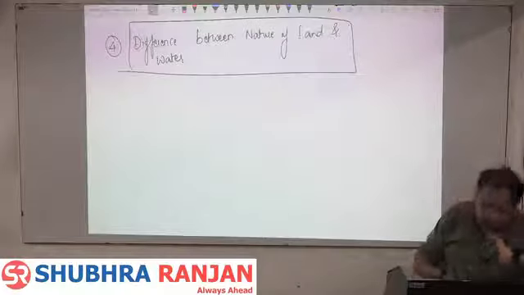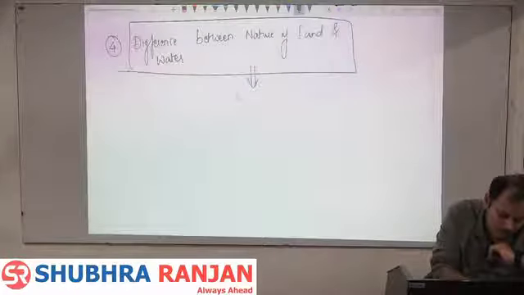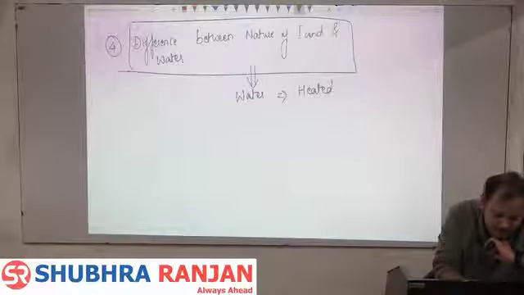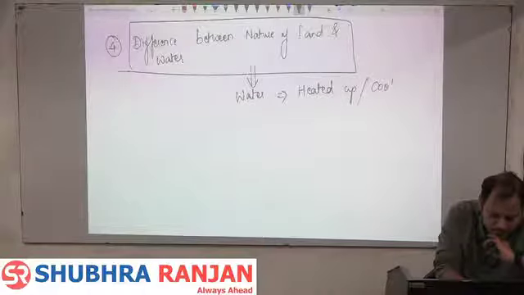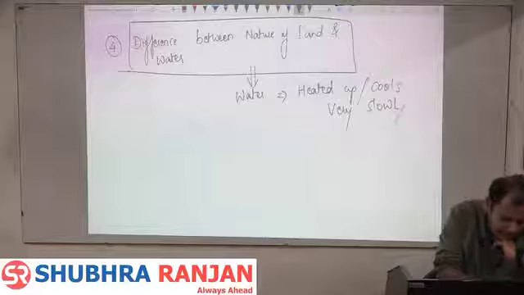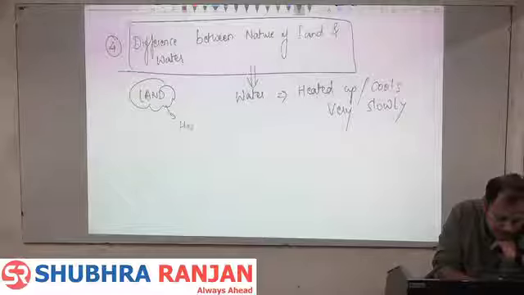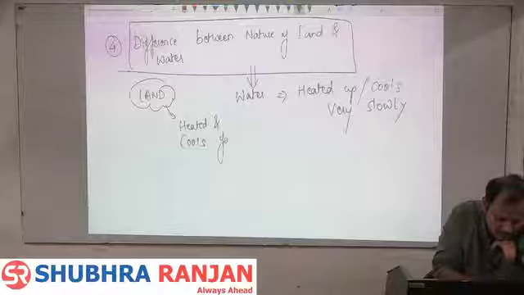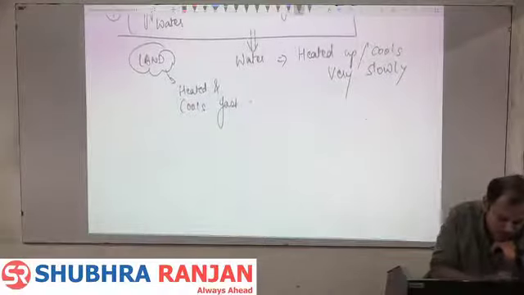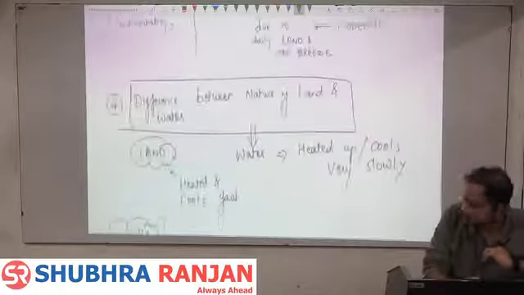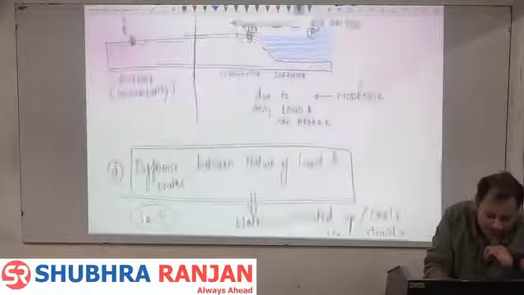So what is the difference between the nature of land and water? That is, water will get heated up or cool very slowly, while land will get heated and cool fast. So the question is why? So the answer to why is here.